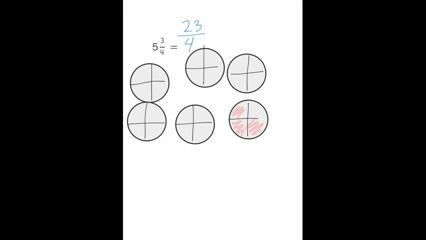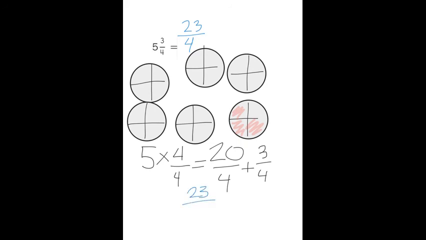Think of 5 3/4 as 5 groups of 4/4, or 5 times 4/4 equals 20/4. Add that to the fractional piece, which is 3/4, and you will get an answer of 23/4.